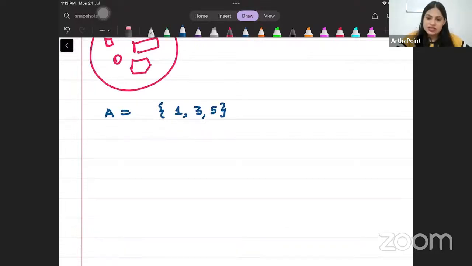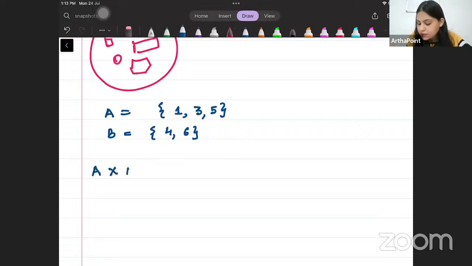Now I take another set. So another set can be B, and this B can be 4, 6. But I have gone ahead and I have taken two sets, A and B. Now I want to define a Cartesian product between A and B, right? So how do I do that? So I will say beta A cross B.